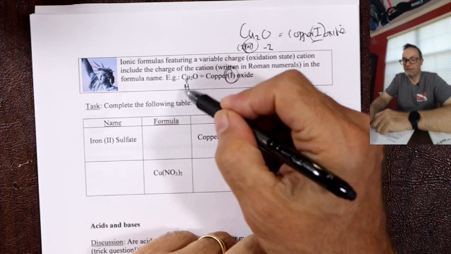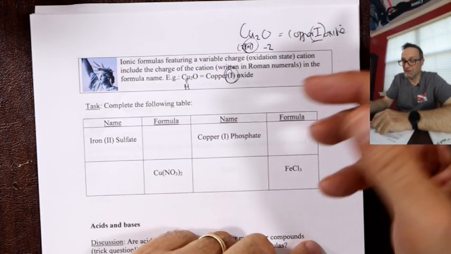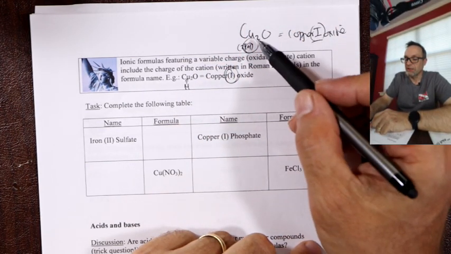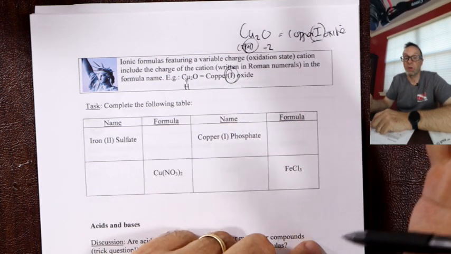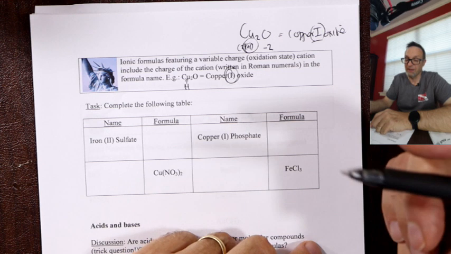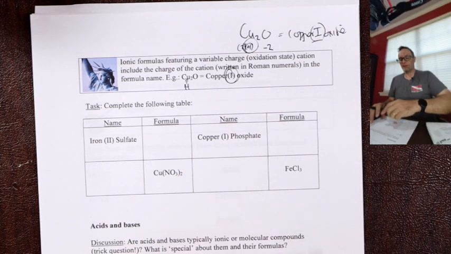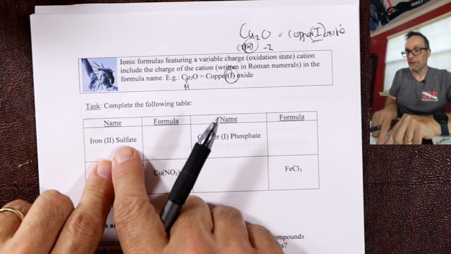We don't write the math underneath, of course, right? We kind of do it on the side or in our head, right? So Cu2O is copper 1 oxide. It's all about the charge on one of the metal ions, right? Okay, so it's a little bit tricky, so we can do it, right? So let's look down here.